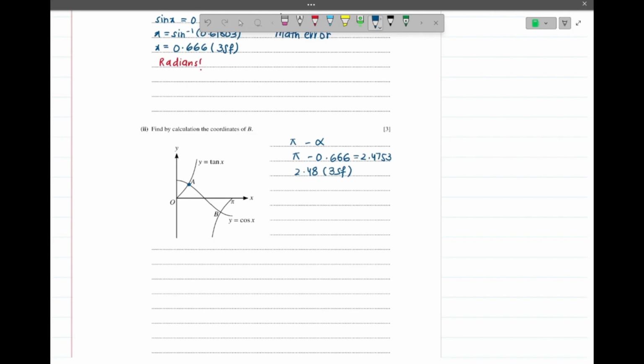Now it doesn't only ask for the x coordinate, it also asks for the y coordinate. So I'll just plug this back into the graph that is given to us. I can plug it into this. So that's going to be y equals cos of 2.48. That gives us negative 0.786. So we can write down the answer as 2.48 comma negative 0.786 as the coordinates of B.